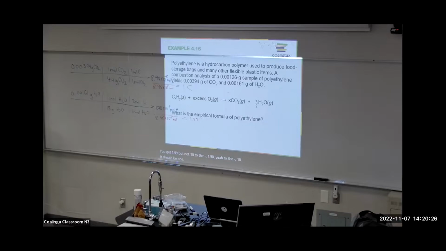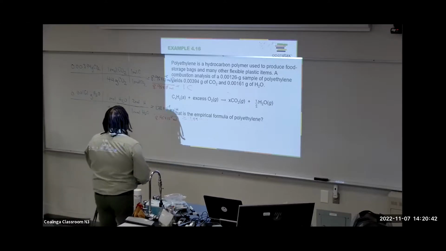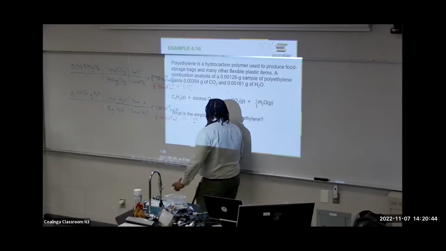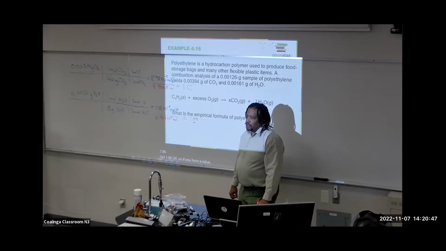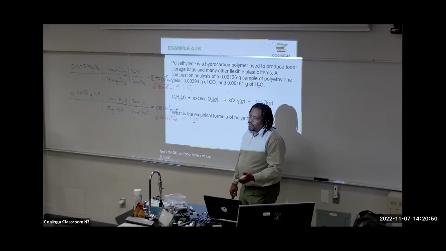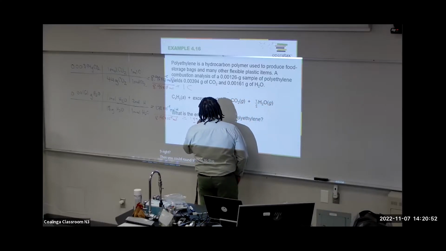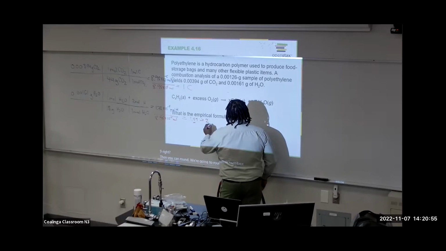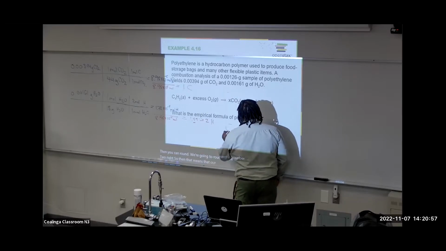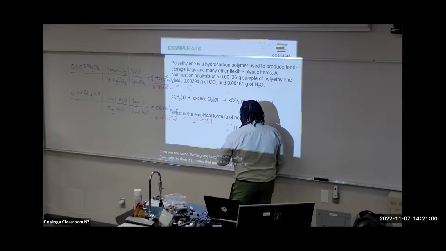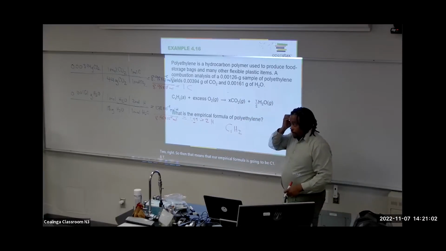No, not the whole thing, put the bottom in parentheses. Oh, okay. 1.98. Okay, so if you have a value of 9, then you can round. We're going to round to the nearest whole number, 2. So that means our empirical formula is going to be C1H2. Okay?